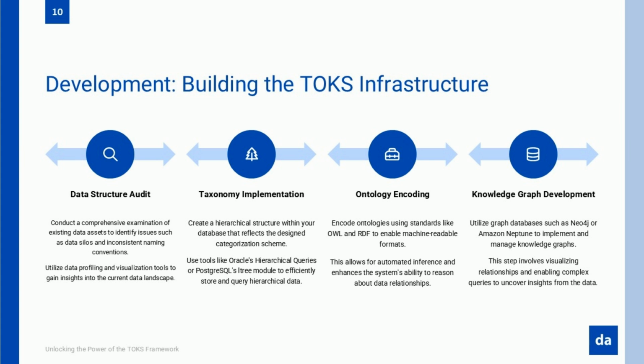Developing APIs for accessing TOKS components is crucial for making your infrastructure accessible and usable across your organization. RESTful APIs are a common choice, offering a standardized way to interact with your TOKS system over HTTP. GraphQL is another option that provides more flexibility in querying complex data structures. When designing your APIs, consider factors like authentication, rate limiting, and versioning to ensure security and maintainability.